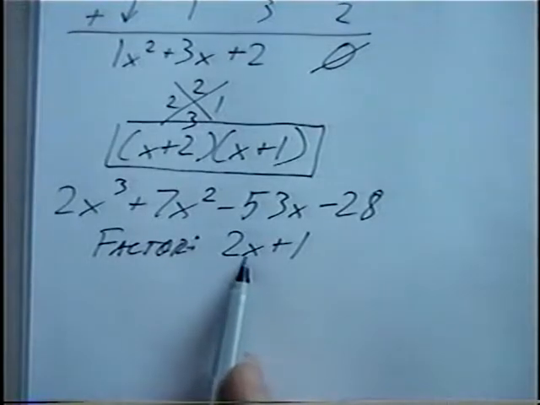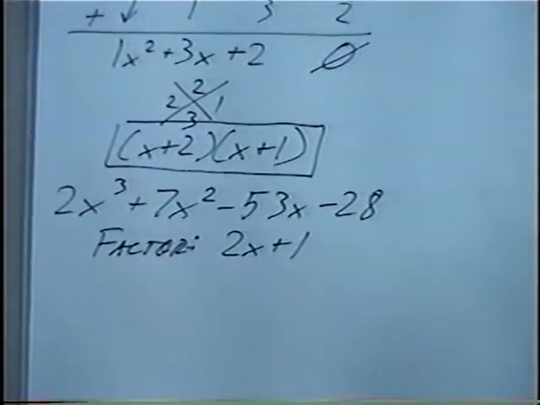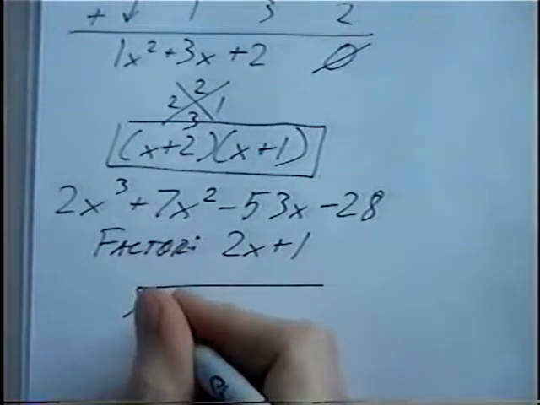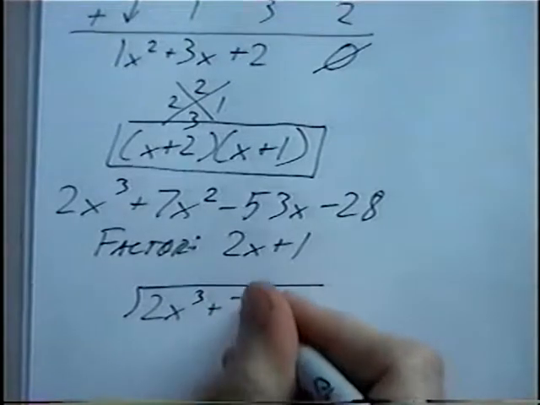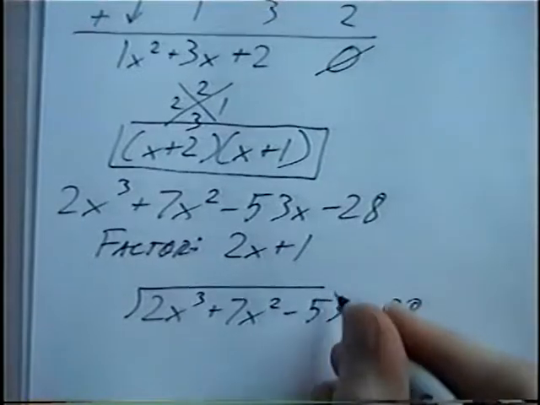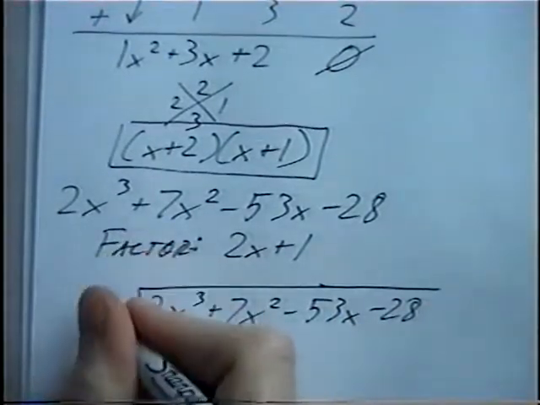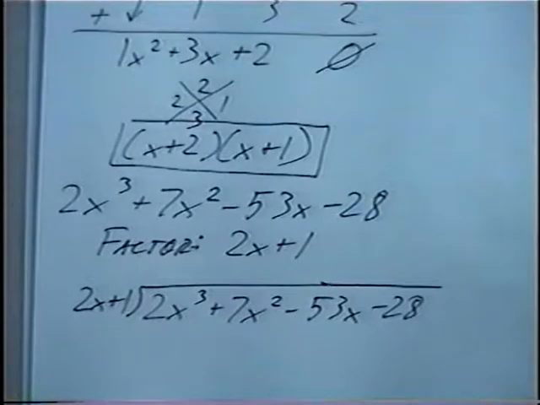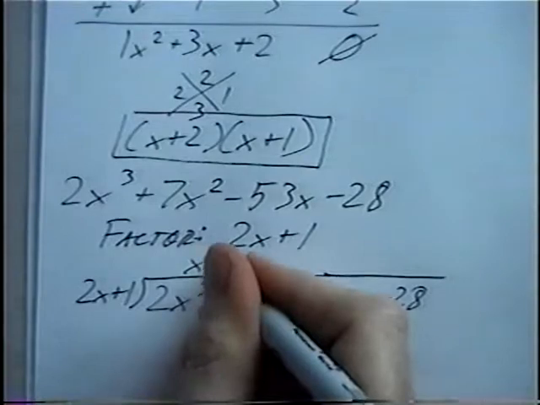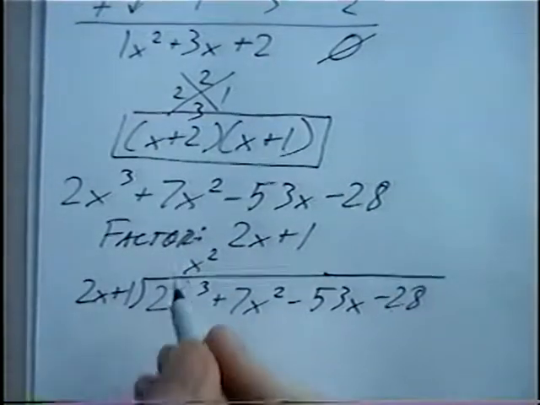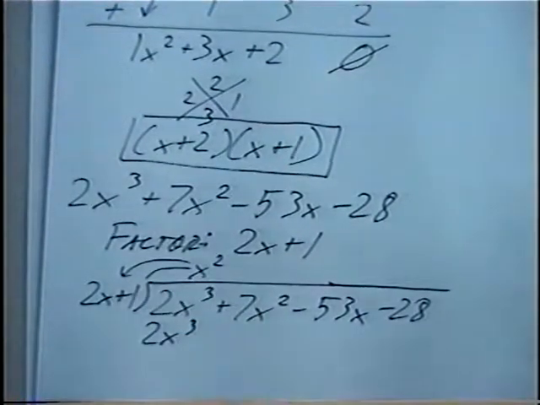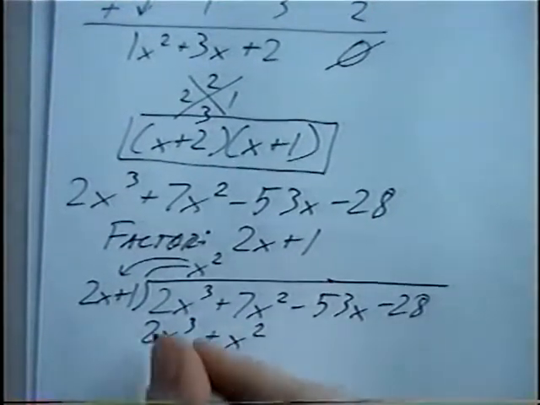Since we have a coefficient in front of x, we cannot use synthetic division, so we must divide this with long division. 2x cubed plus 7x squared minus 53x minus 28. 2x plus 1 is what we're dividing by. 2x into 2x cubed, we need to multiply by x squared. X squared times 2x will be 2x cubed. X squared times 1 will be positive x squared.